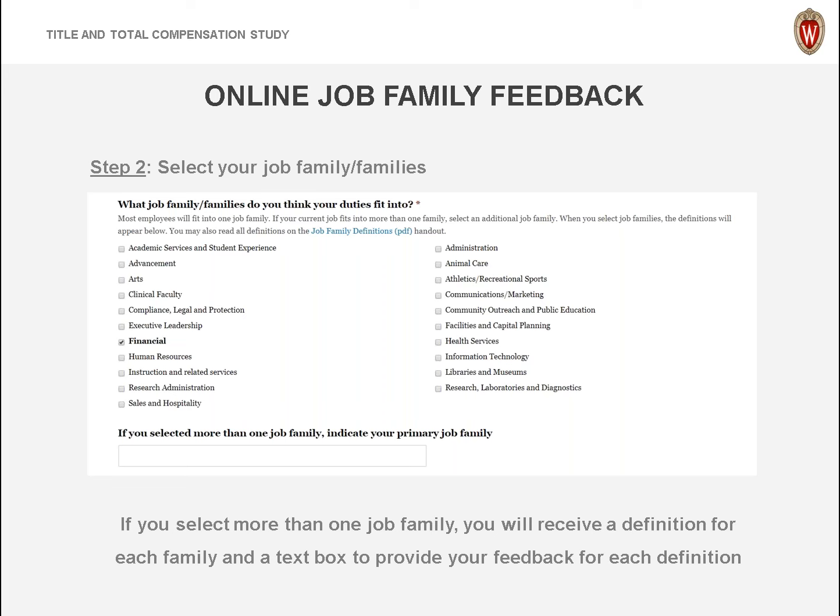Once you choose one of the job families, it will show up and provide more detail on that. You can also choose more than one, but we do want you to enter your primary job family. So if you believe that you are a mixture of two job families, we would still like you to identify the one that you think is most primary.